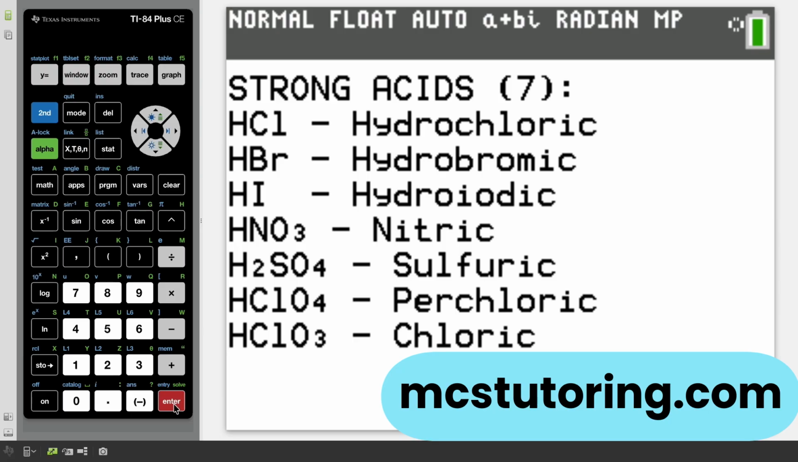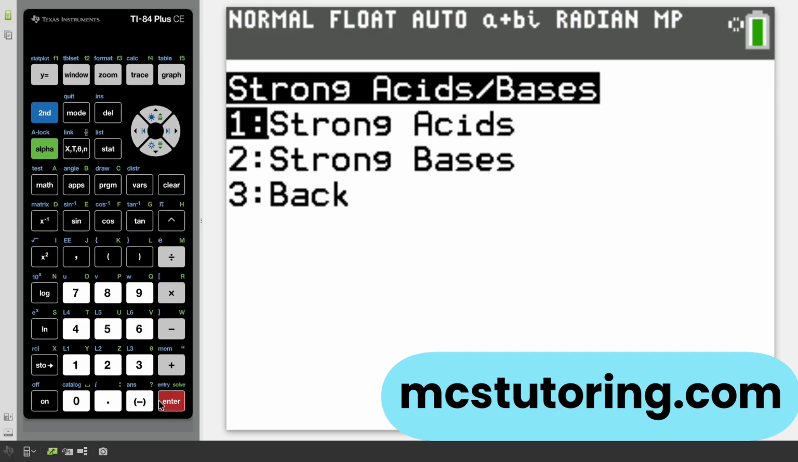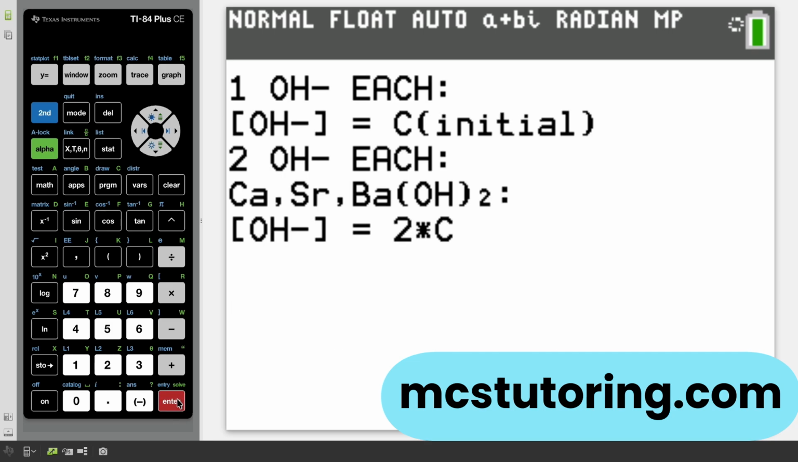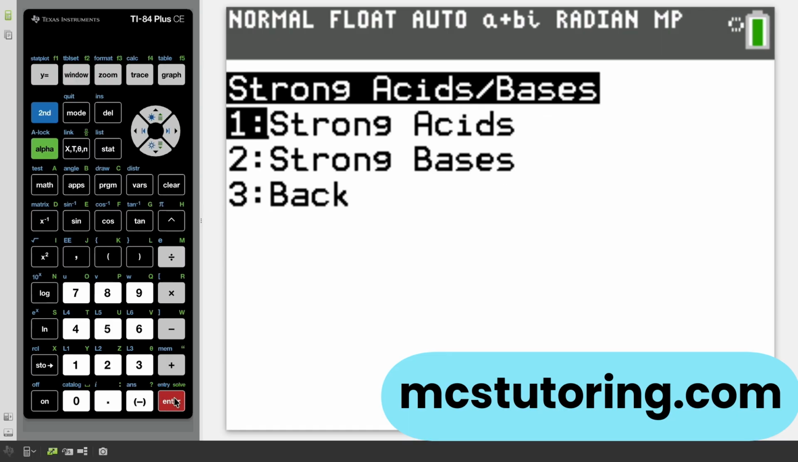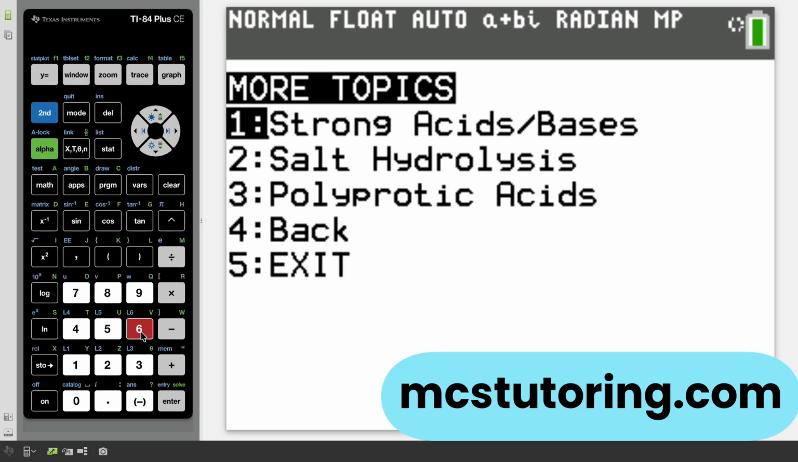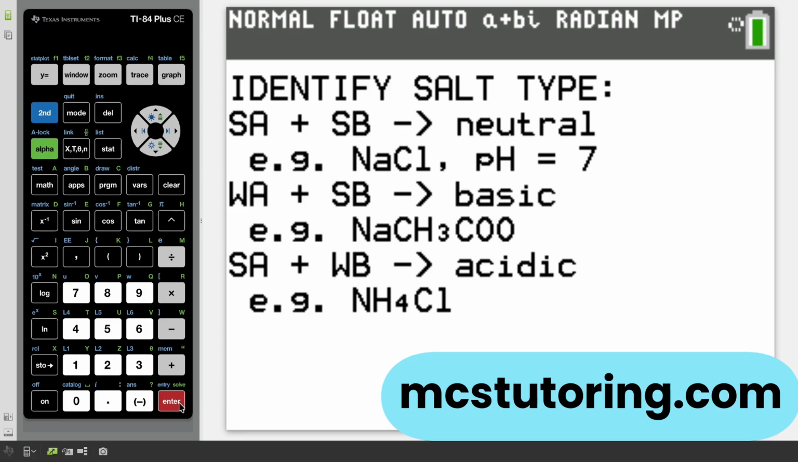Polyprotic acids. This section covers diprotic and triprotic acids, stepwise dissociation, and why Ka1 typically sets the pH for the first step. You get both approximate and exact pH methods, a reference screen with Ka values for H2SO4, H2CO3, and H3PO4, and a note on the H2SO4 special case where the first proton is strong and the second is not.